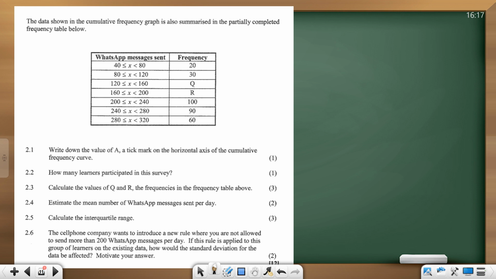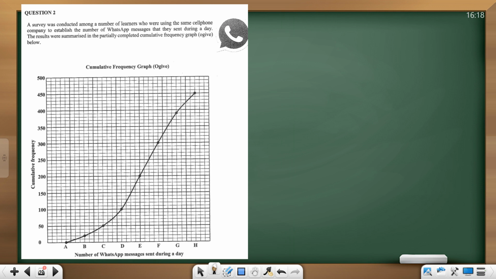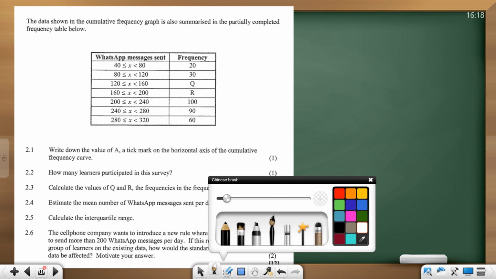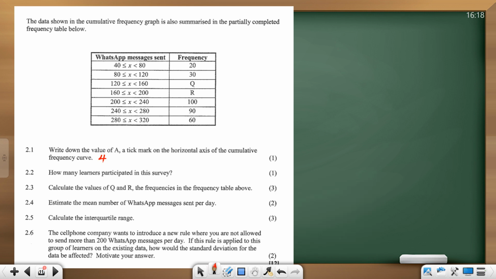Write down the value of A. A tick mark on the horizontal axis of cumulative. We spoke about this yesterday. What is A called? The ground or the root. And where did we pick that from? From the table. We said it is the first class lower limit of the class what? Interval. It's one free mark that someone could lose if you're not paying attention to the root. What's our answer? Thank you. A is 40. Check your first mark there. A is 40. How many learners participated in the survey?